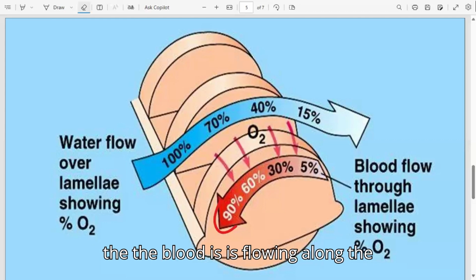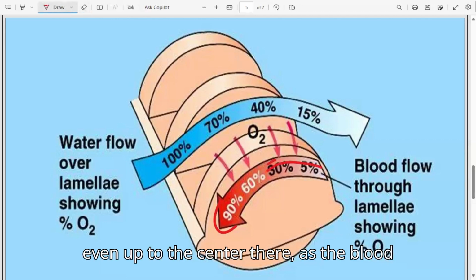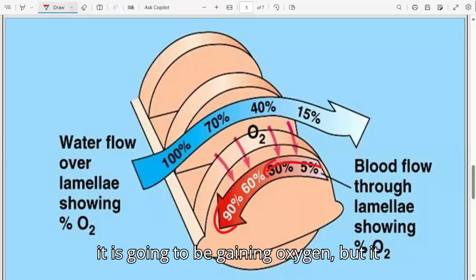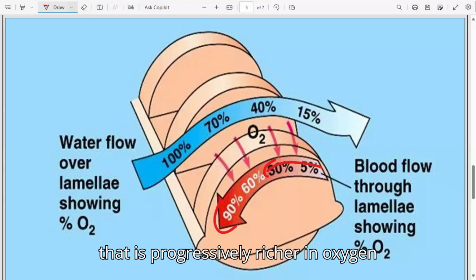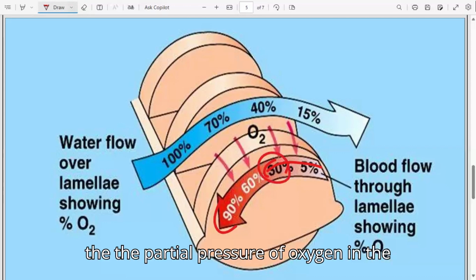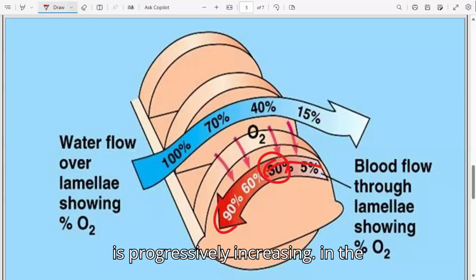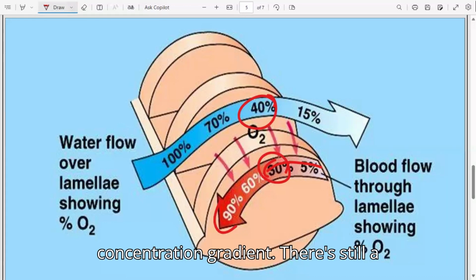As the blood is flowing along the lamellae, you can see what is happening even up to the center there. It is going to be gaining oxygen, but it is going to be constantly meeting water that is progressively richer in oxygen concentration, because you can see here the partial pressure of oxygen in the blood has significantly increased to 30%, but it is still meeting water that is progressively increasing in the partial pressure of oxygen. As you can tell here, there's still a 40% partial pressure in oxygen, still creating a concentration gradient.